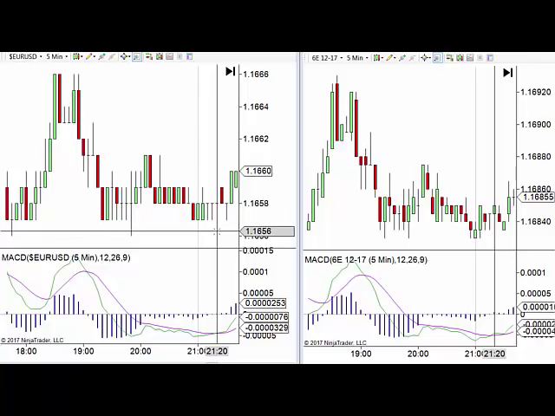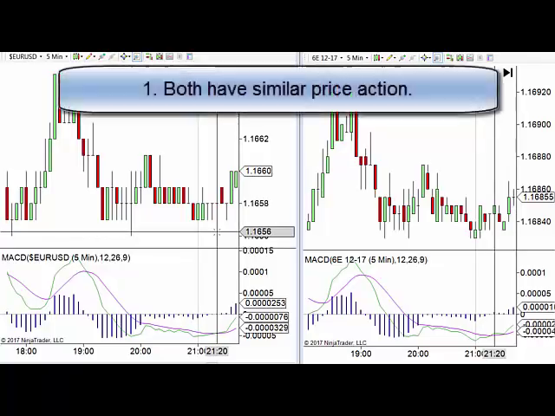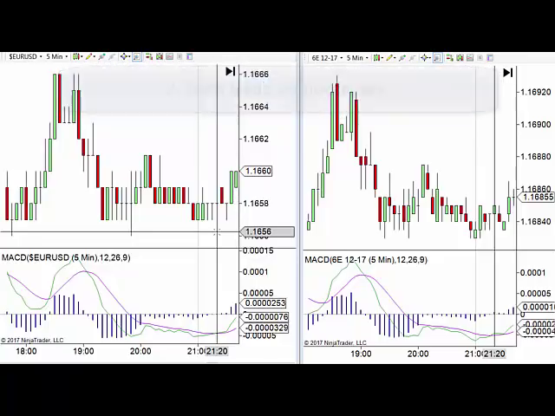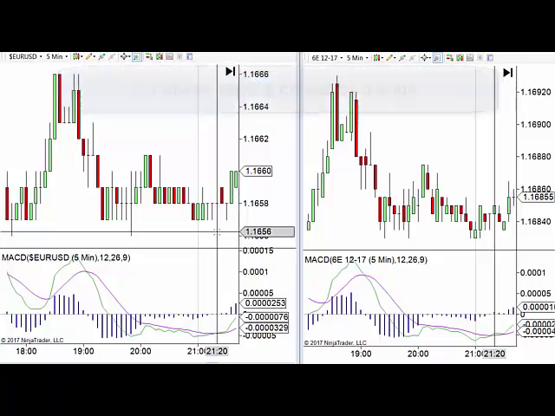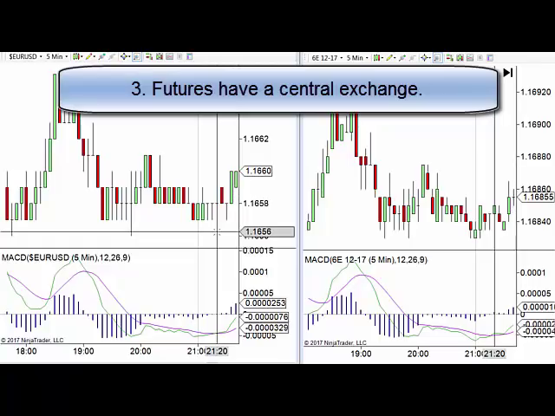So what are some of the big differences? All right. Well, first of all, even though they have generally the same price movement, they will have a little difference. Both trade 24/7. That's number 2. Now, those are similarities, but one of the big differences is number 3, where the futures are traded on a central exchange and the Spot Forex is not. And that does make a difference.